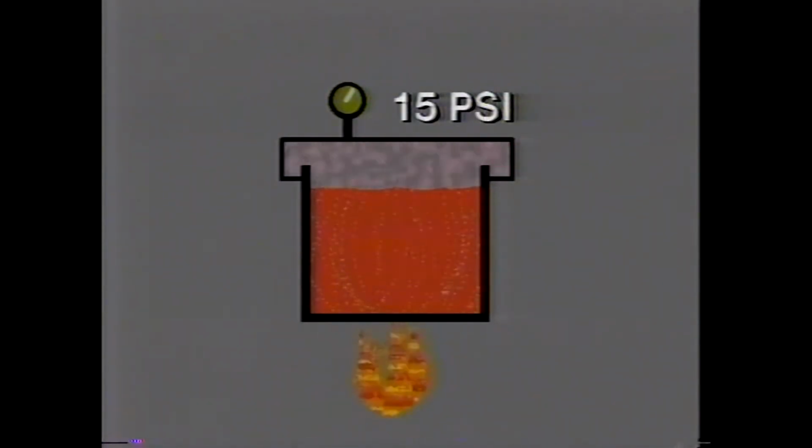For example, a radiator pressure cap is a device to raise the pressure inside the cooling system. In a system operating with a 15 psi cap, the boiling point of the coolant is raised to over 250 degrees Fahrenheit. That's principle number 3. Higher pressure means a higher boiling point. Lower pressure means a lower boiling point.